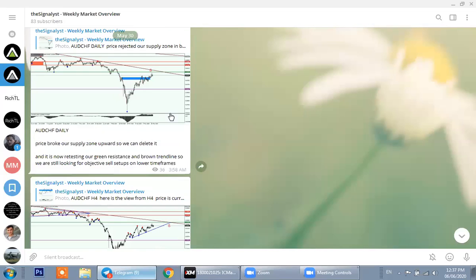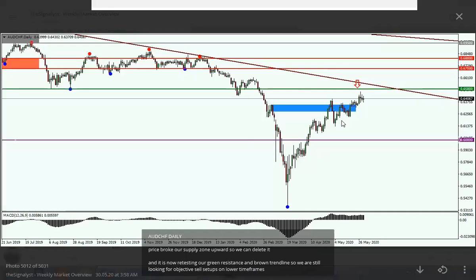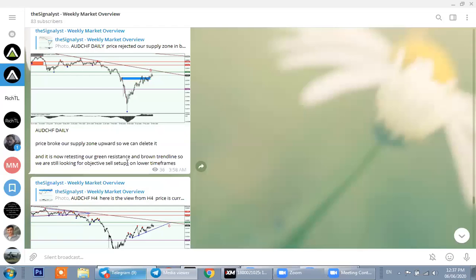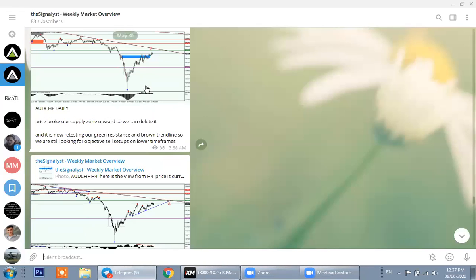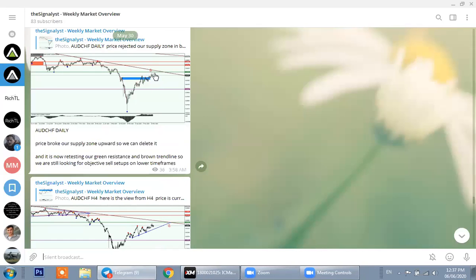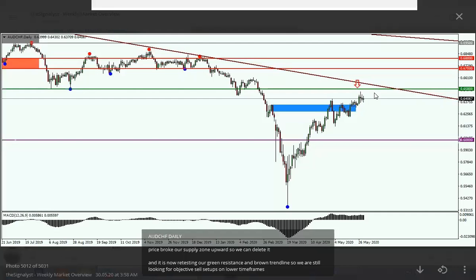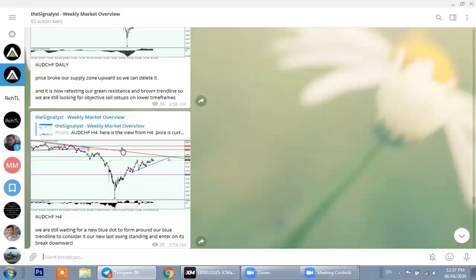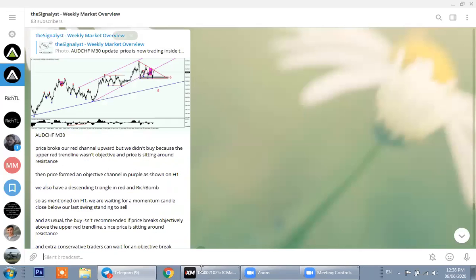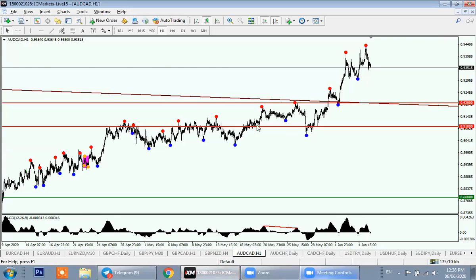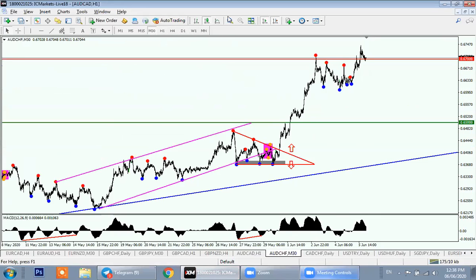On AUD CHF on the daily time frame, we deleted this one, so we can delete it. So we deleted our previous supply, and as mentioned, we were looking for objective sell setups as price was approaching our upper brown trend line, but also price didn't respect it. Here we have H1 M30. Okay, let's start with the M30. So price didn't respect our analysis here.